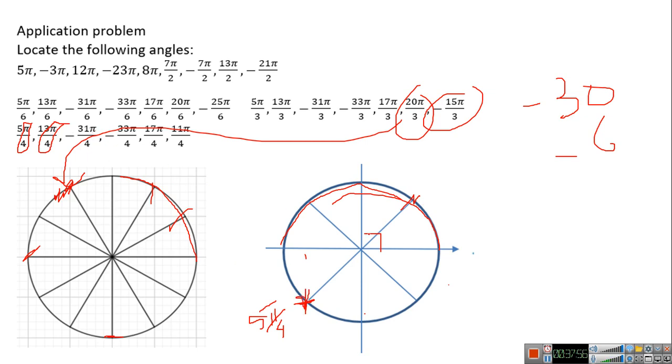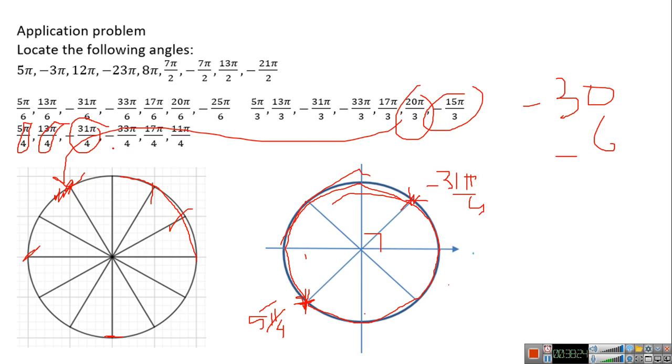I want minus 31, minus 8. Another 8. 5 times 8 is 40, but 3 times 8 is 24. What remains from 24 till 31 is minus 7: 1, 2, 3, 4, 5, 6, 7. This is minus 7. I move negative. This is minus 31 pi over 4.